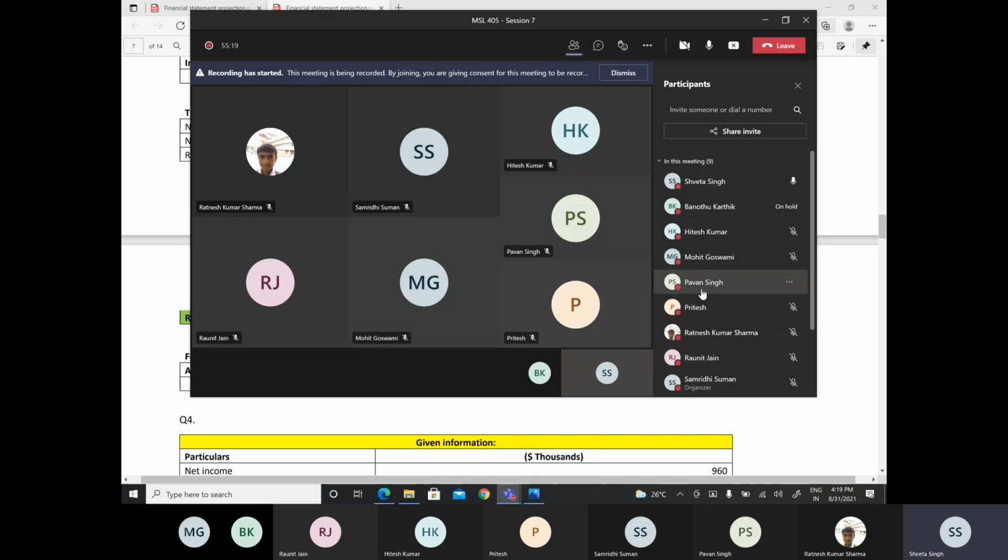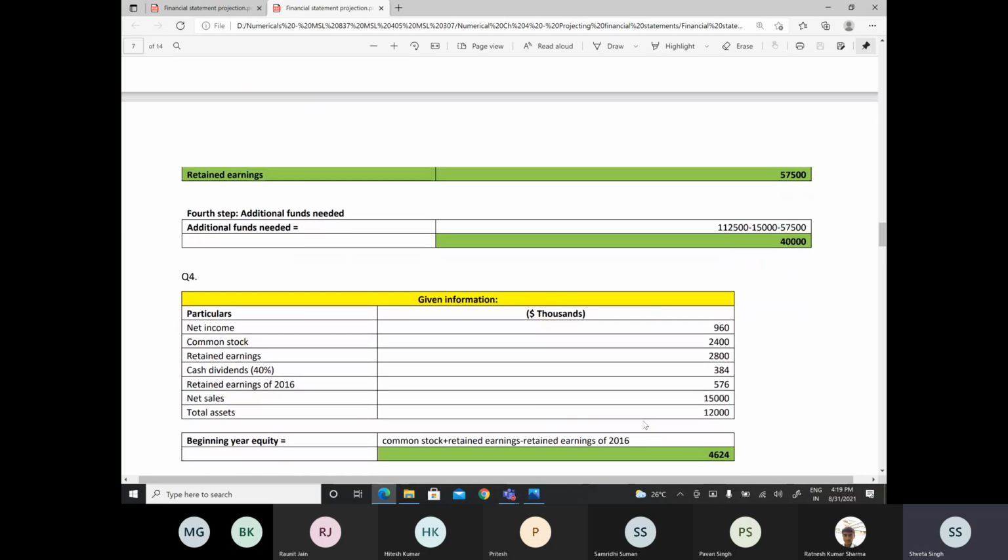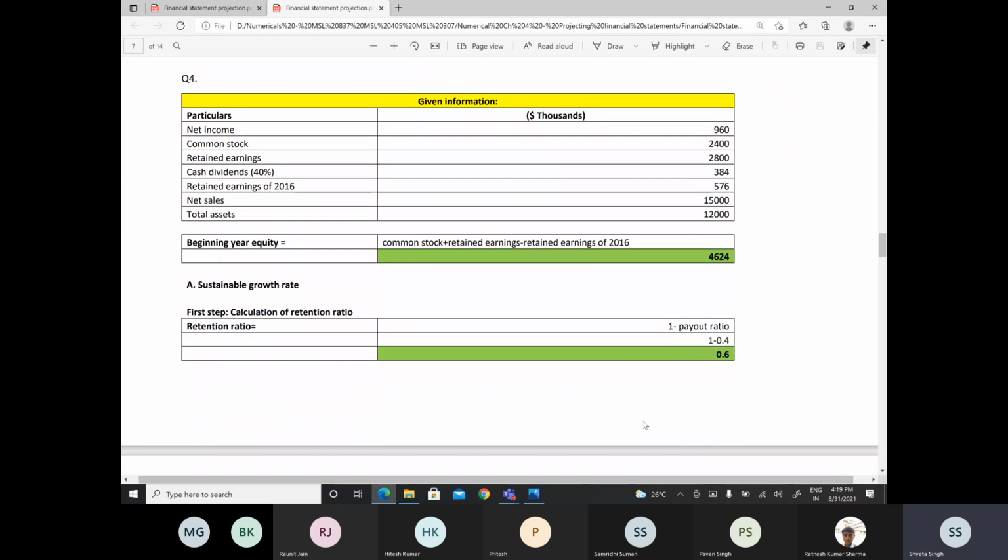Just a second. Okay, now Ronit, look at this. We have all of this data that has been given to us. We have net income of 960,000. We have common stock of 2,400,000. We have retained earnings of 2,800,000. We have cash dividends at the rate of 40% of 384. And so we are retaining only 576 or 60%. Net sales is given as $15,000 and total assets are 12,000.